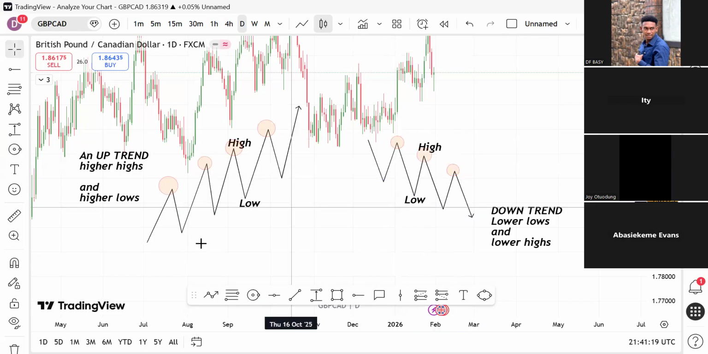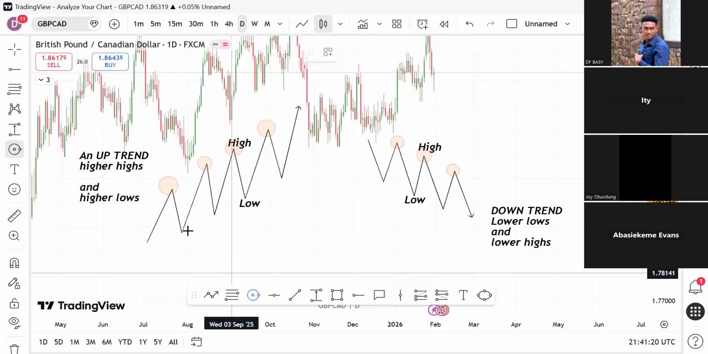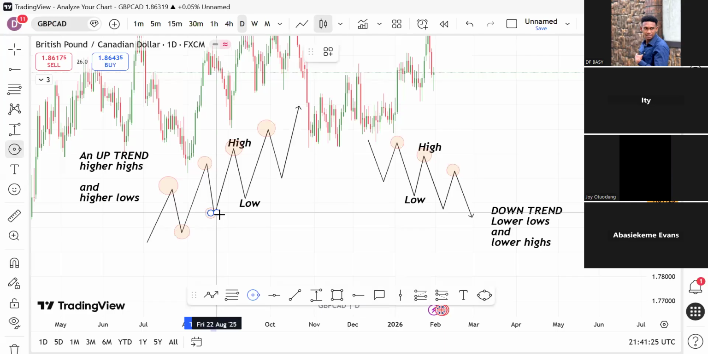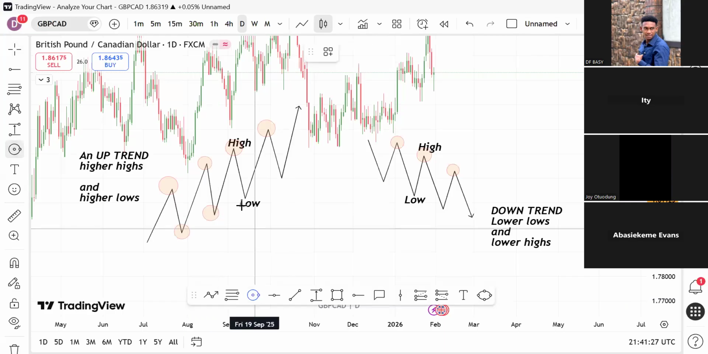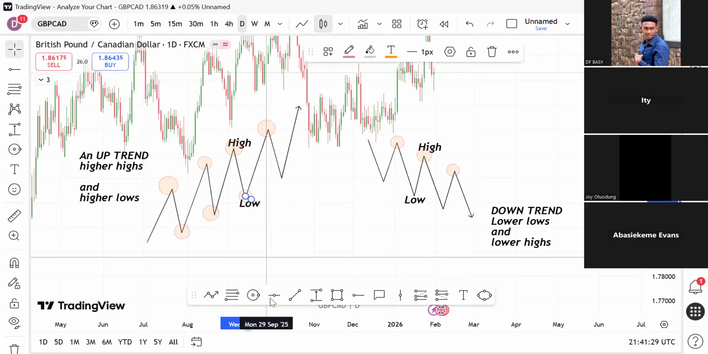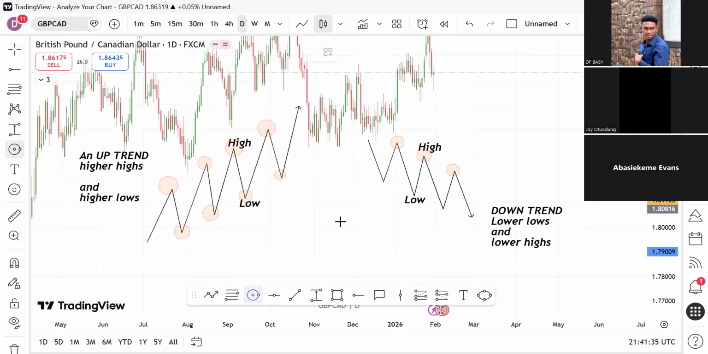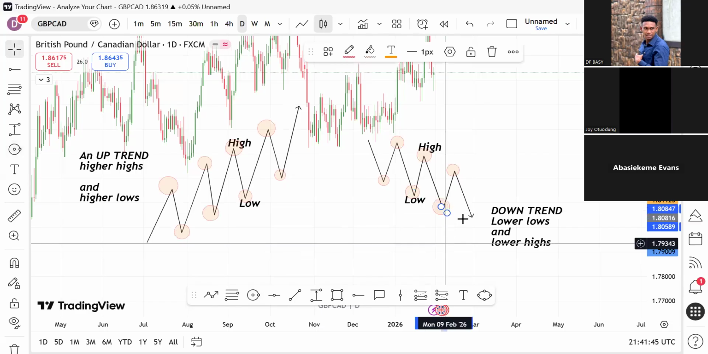Then for the uptrend, this is the low, this is the low, that's the low, that's the low, and this is the low. And for the downtrend, this is the low, this is the low, this is the low, right?